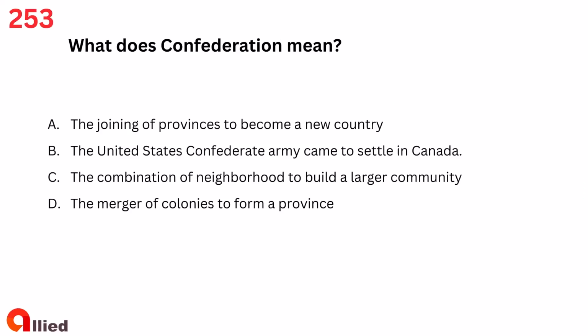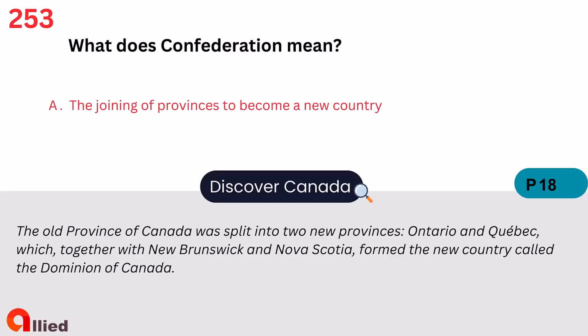Question 253. What does Confederation mean? A. The joining of provinces to become a new country. B. The United States Confederate Army came to settle in Canada. C. The combination of neighborhood to build a larger community. D. The merger of colonies to form a province. The answer is A. The joining of provinces to become a new country.